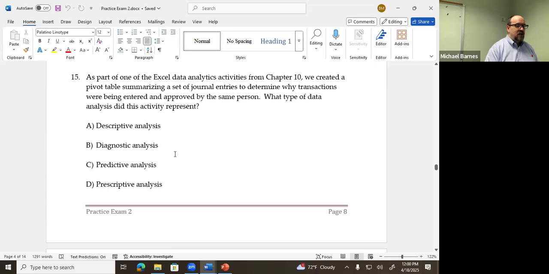As part of the Excel data analytics activity from Chapter 10, we created a pivot table summarizing a set of journal entries to determine why transactions were being entered and approved by the same person. What type of data analysis activity does that represent? So remember, we talked about this loosely. I said it was kind of a misnomer because we didn't actually do the follow-up about why these persons were entering the same activity. But the intention is that we identify the individuals who had the authorization and entry function, and we'd follow up on that and say, why did this happen? What type of question is trying to be asked when we answer, why did something happen? That's a diagnostic analysis. Diagnostic analysis.